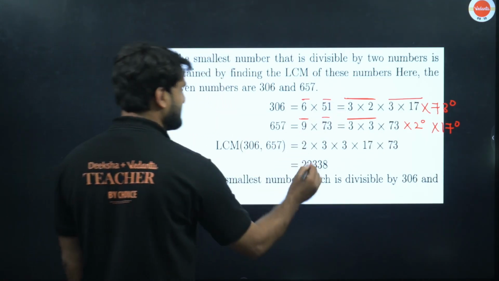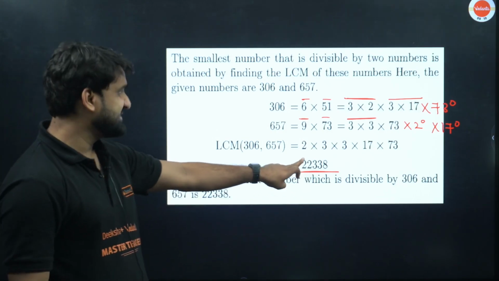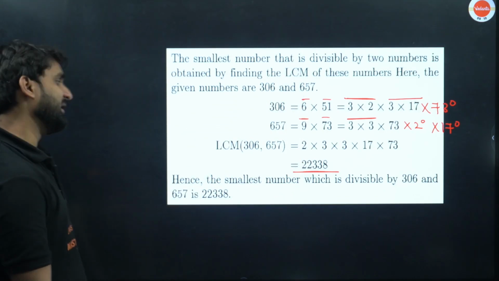After multiplying this, we are having this number. This is that number which can be divided by this also or this also. You can verify by dividing the number.